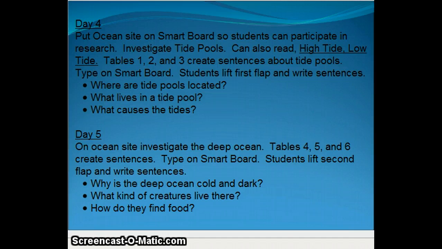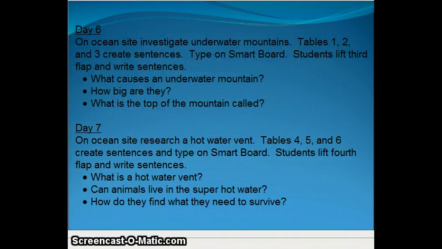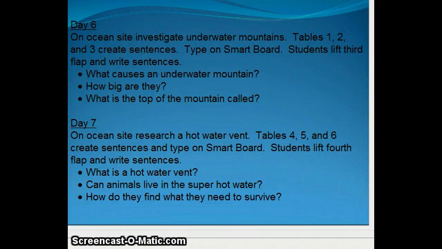Day 5 will continue in the same manner, and we will investigate the deep ocean. This time the other 3 tables will create sentences which the other students will read and copy under the second flap. The questions they will answer are: why is the deep ocean cold and dark? What kind of creatures live there, and how do they find food? Day 6, we will investigate underwater mountains. The 3 questions that they will answer will be: what causes an underwater mountain? How big are they? And what is the top of the mountain called?